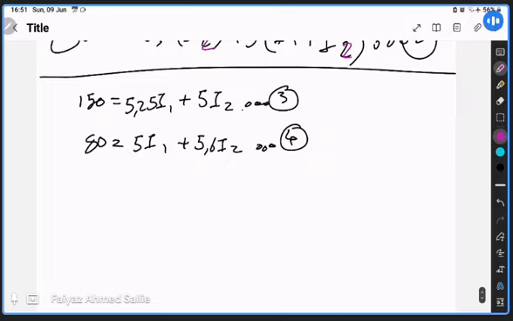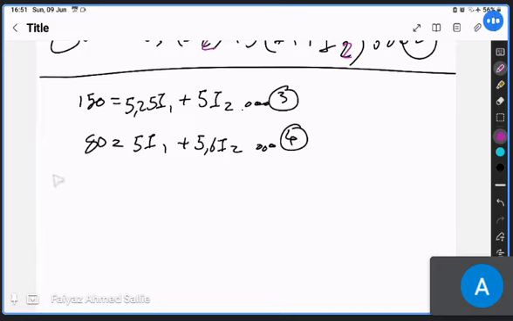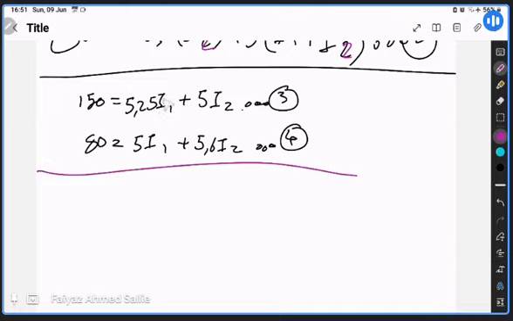And how are we going to find it? This is not like a simultaneous equation; it's a little bit different. So what you're going to do is you have to eliminate one of them. So which one do you want me to eliminate? Do you want me to eliminate I1 or do you want me to eliminate I2?